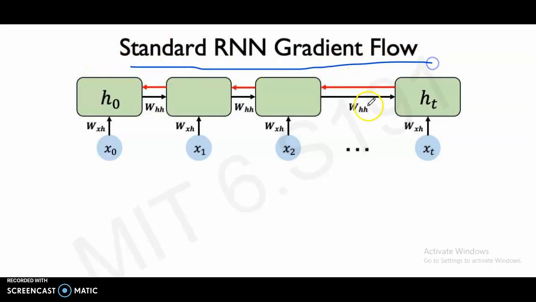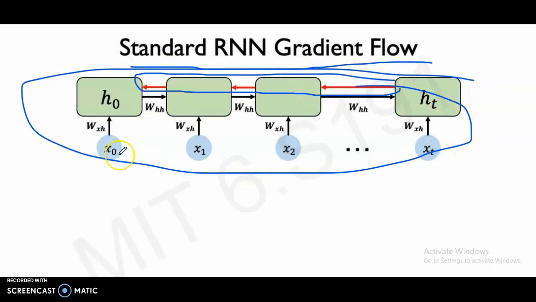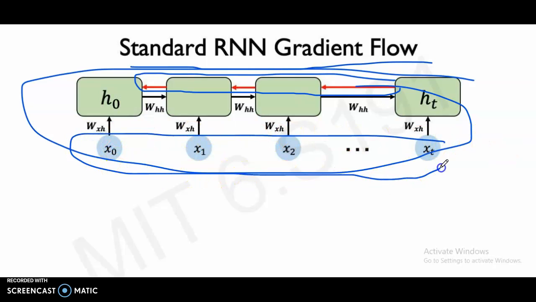Standard RNN gradient flow. So this red mark is the gradient flow. This is the total standard RNN input vector from x0 to xt, and h0 to h1, h2, and ht.